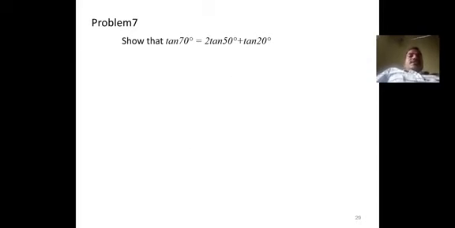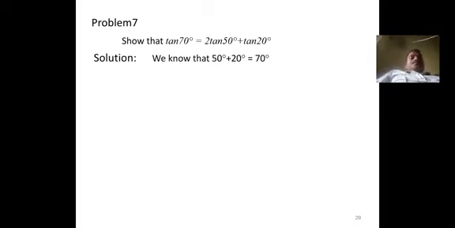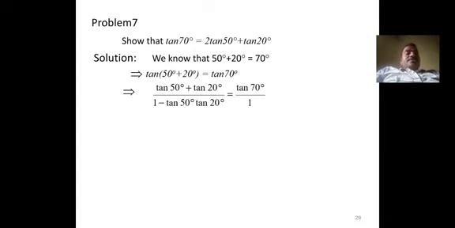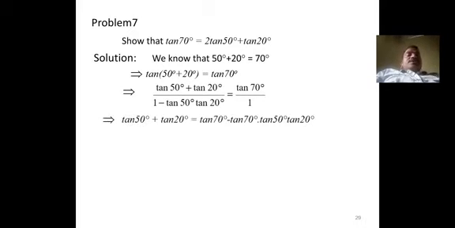One more problem: prove tan 70 is equal to 2 tan 50 plus tan 20. Here 70 you can write as 50 plus 20, so tan 70 is equal to tan of 50 plus 20. On the left hand side, with the help of the tan of a plus b formula, tan 50 plus tan 20 by 1 minus tan 50 tan 20. On cross multiplication, you get tan 50 plus tan 20 equal to tan 70 into 1 minus tan 50 tan 20. So tan 70 minus tan 70 into tan 50 into tan 20.